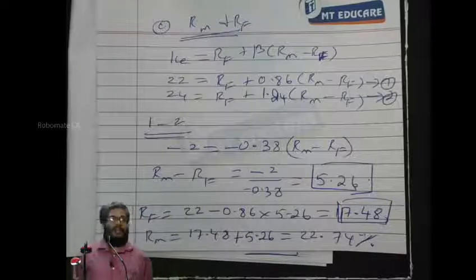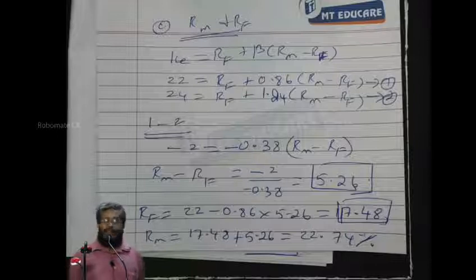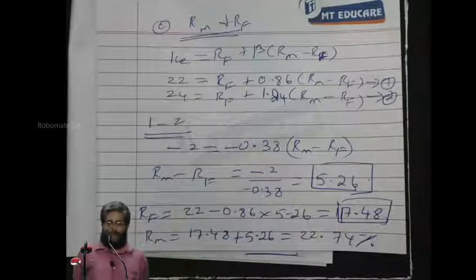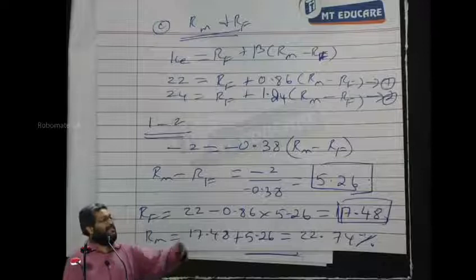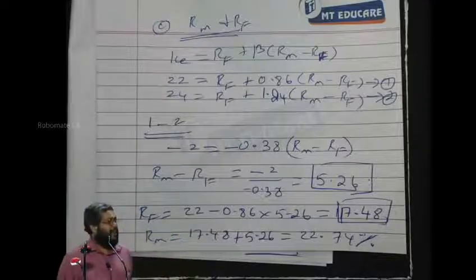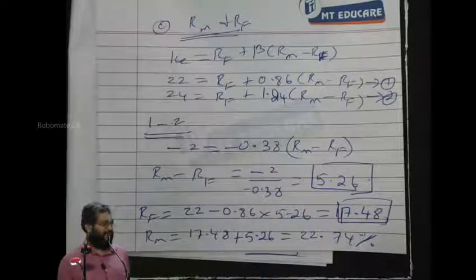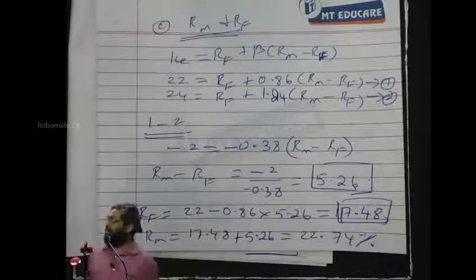Everybody understood or not? But in this answer, the assumption is that the SML Ke and the expected Ke are the same. That is, the return falls on the SML, the efficient frontier. The share is efficiently priced, which is what we are going to assume here for doing this sum. Can I proceed or not?